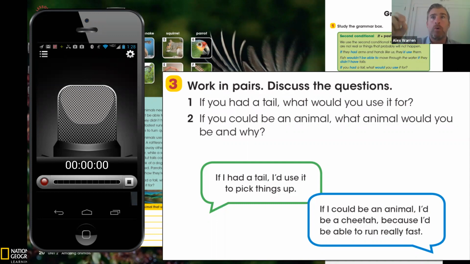If you had a Patel, what would you use it for? And you get them to record themselves doing the task. They then listen back and you give them a set of success criteria for this. Did I use the grammar appropriately, or did I use in this case, the second conditional? Did I have the correct intonation and the correct pronunciation? How was my fluency? So you give them a little success criteria and they listen back and they check off whether they did these things.